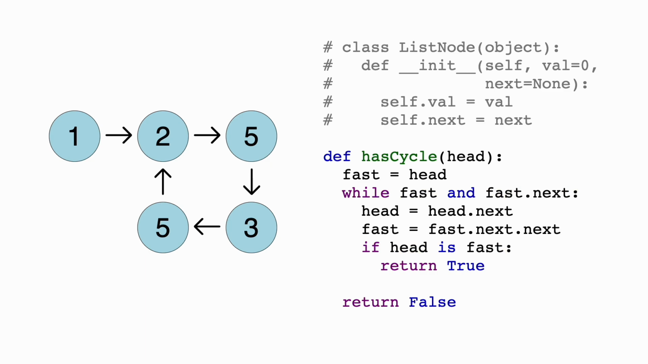Given the head of a linked list, we need to return true if there is a cycle in the linked list, or return false if there isn't one. So what exactly is a cycle in a linked list?